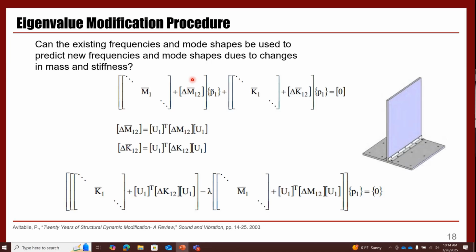That is the concept of the eigenvalue modification procedure, where we have the initial mass matrix, that's M1, and the initial stiffness matrix. And we're adding a change in mass or change in stiffness, that's delta M and delta K, to formulate the new equation of the system, which we can solve by any approach that we want. We can compute the eigenvalue solution of this equation to get the new mode shapes and frequencies of the system to define the state of the system.